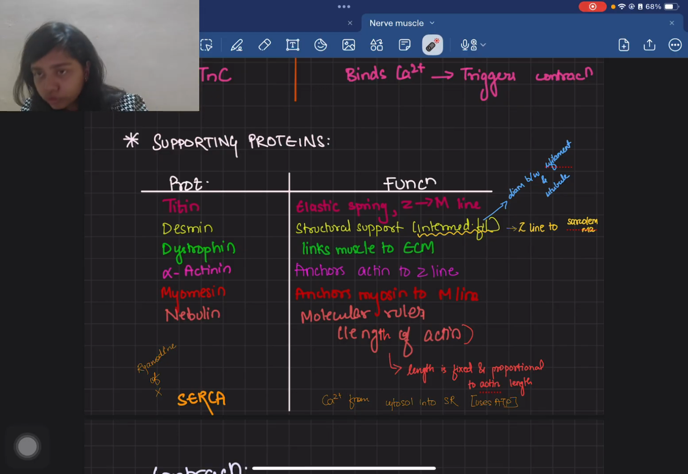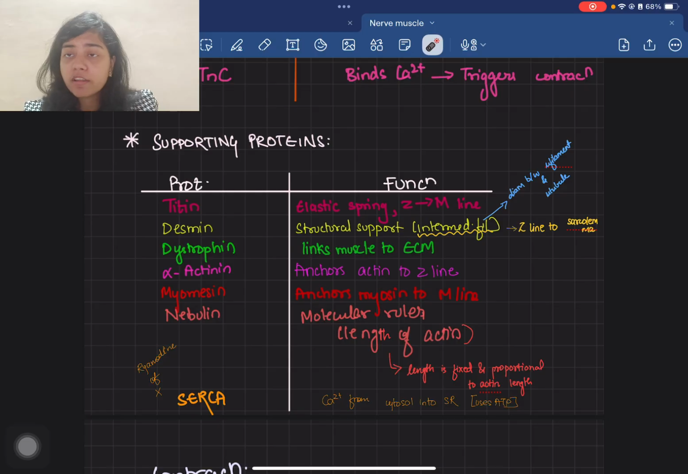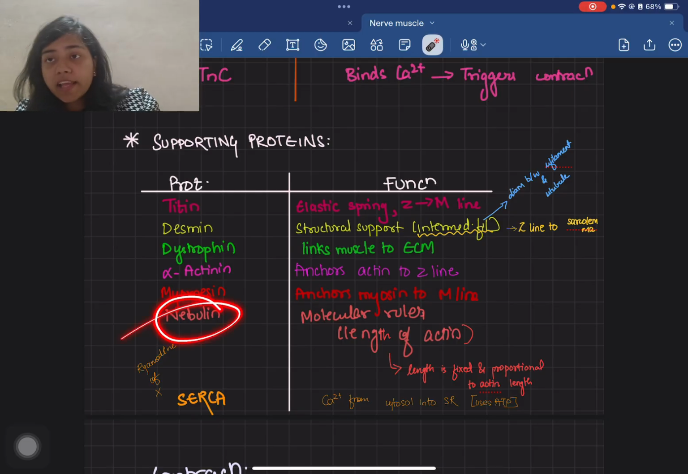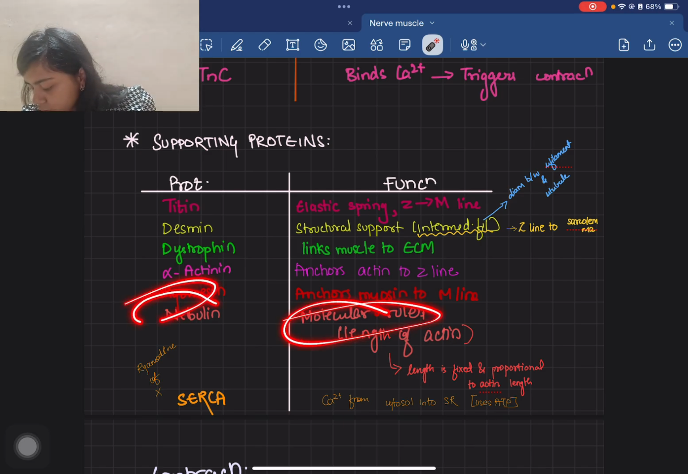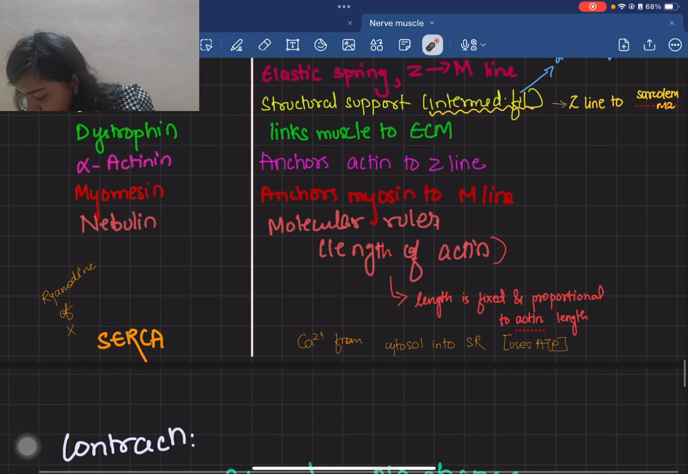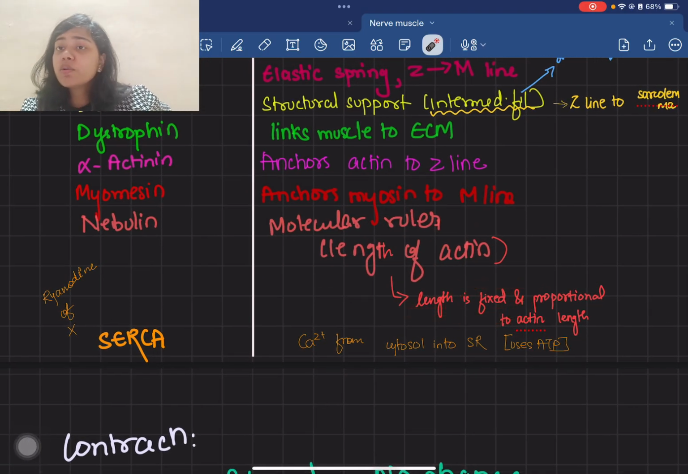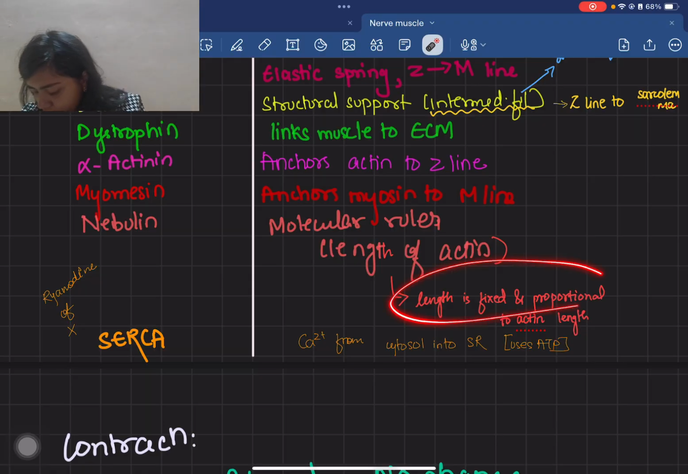So like with myosin, the A band was telling you the length of myosin. But for the length of actin, you didn't find anything telling it. So what is the protein for that? The nebulin. The A band was telling the length of myosin, but for actin was there any protein? Did you see anything? No. So nebulin is a molecular ruler which tells the length of actin. So its length is fixed. Why are we calling it a ruler? Because the length of actin is always going to be the same. In contraction and relaxation, the length of actin remains the same. So it is a molecular ruler.